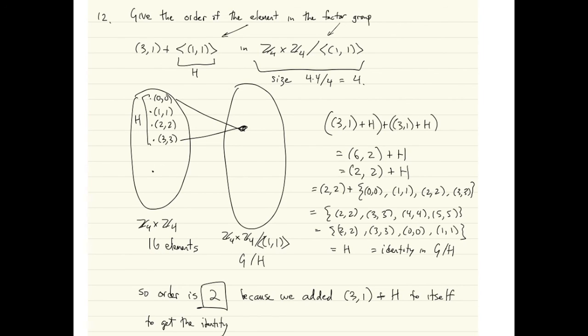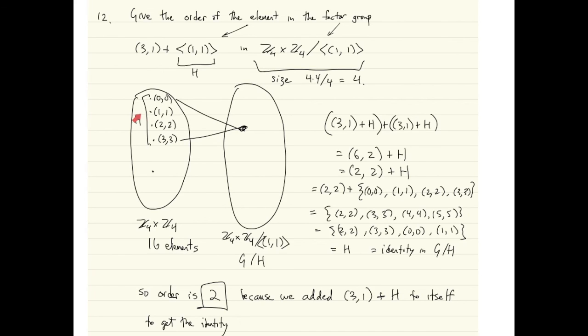Then what is the subgroup generated by (1, 1)? It's (1, 1) plus (1, 1), which is (2, 2). Add (1, 1) to that, you get (3, 3). Add (1, 1) to (3, 3), you get (4, 4). But in Z4 cross Z4, (4, 4) is the same as 0. So this here is the subgroup generated by (1, 1). It has just these 4 elements.